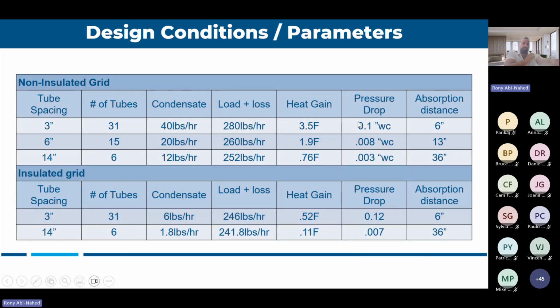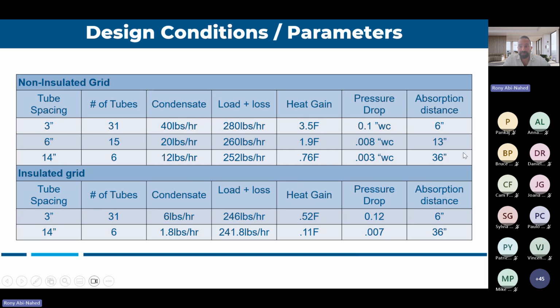So let's hit this job very quickly. Let's say in reality you have a 36 inch absorption distance. For me to give you a 36 inch absorption distance, I need to give you a grid with 14 tubes. So I'll have a header with 6 tubes, and I'll be condensing 12 pounds per hour. So the real load will be 252 instead of 240, and I'll be adding 0.76 Fahrenheit of heat gain, which I need to cool down at some point.